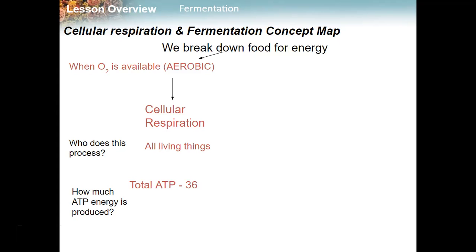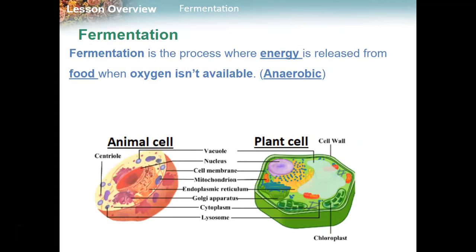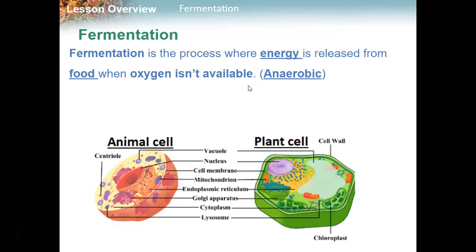So now let's take a look when oxygen isn't available, but we still need to continue breaking down our food for energy. We switch over to something called fermentation. So with fermentation, we're still breaking down our food so we can get energy out of it, but oxygen isn't available. So instead of being aerobic, it's anaerobic. Anytime you see the A or AN in front of a word, it means the opposite. So in this case, oxygen is not available.